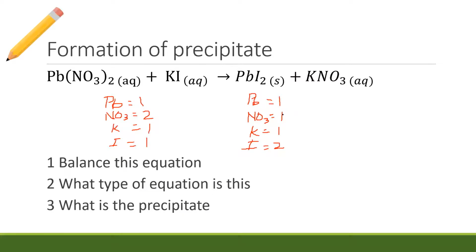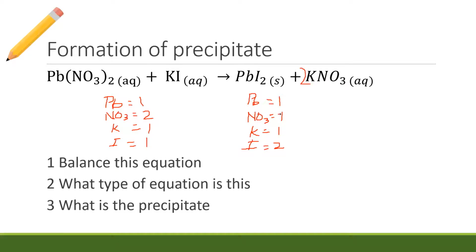Wait, what? Could you repeat that again? So I've got 2 nitrates on the left, and I've got 1 nitrate on the right. Where should I add more nitrates? Left. Oh, wait, no, wrong. Right. The right. Yeah. Sorry, I read it wrong.